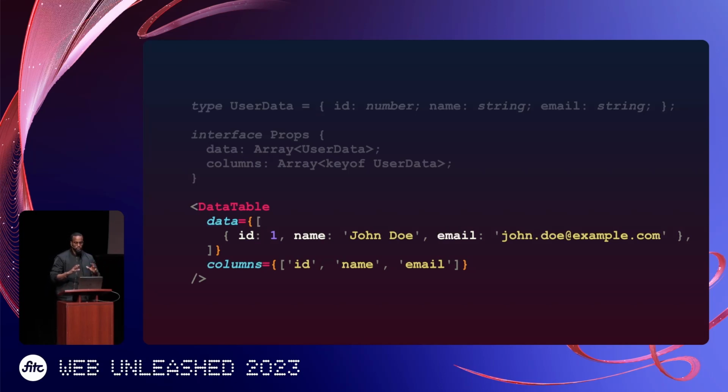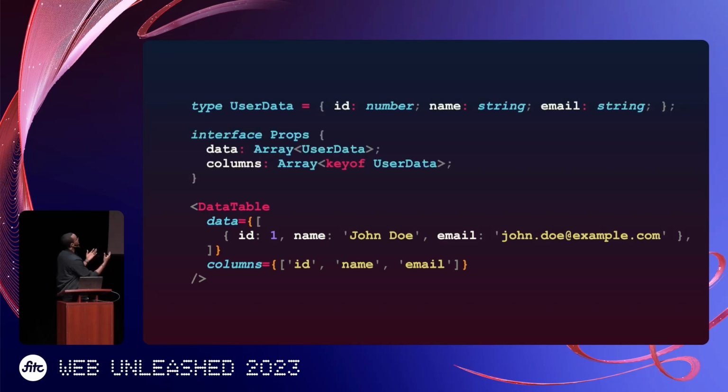So if we were going to describe the shape of data being passed in here, we can just say user data is going to be a type that contains ID, name, and email, and the props of this component, data is going to be an array of those user objects, and columns would be an array of the keys of those user objects. It works, everything works well here, but as we mentioned, we want this data table component to be reusable.